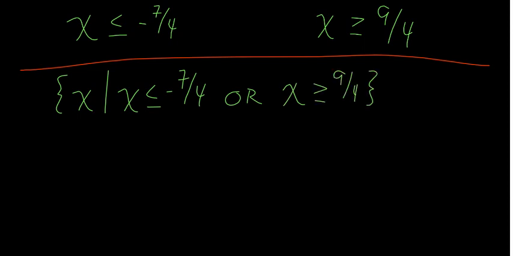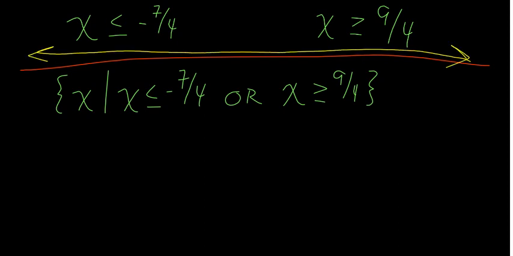And again, interval notation. If you want to put this on a number line, you're more than welcome to. If we had our number line and we had negative 7/4 here, we would go all the way to negative infinity. And if we had positive 9/4 here, we'd go all the way to infinity as well. So we go from negative infinity to negative 7/4, and then from positive 9/4 to infinity.